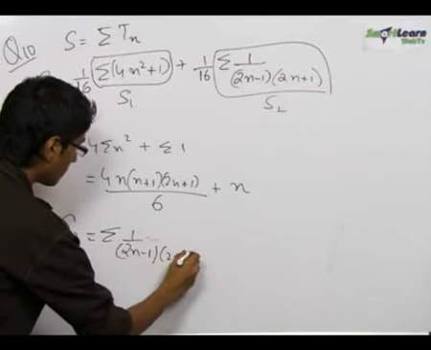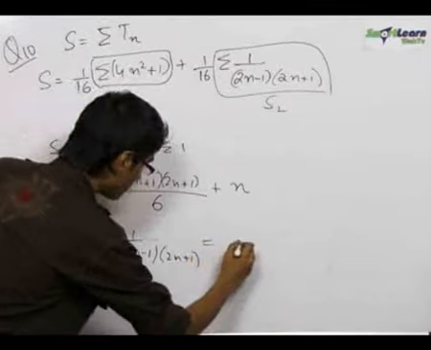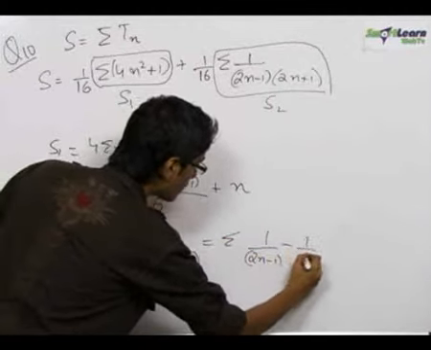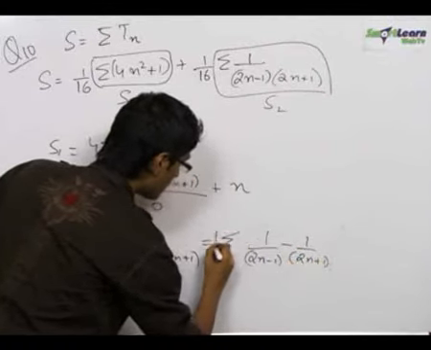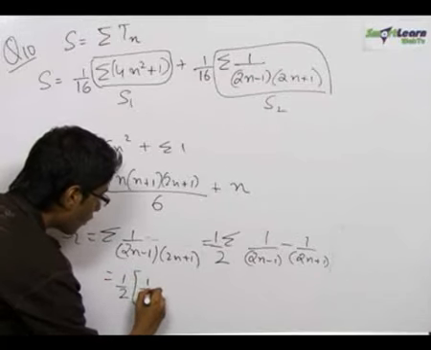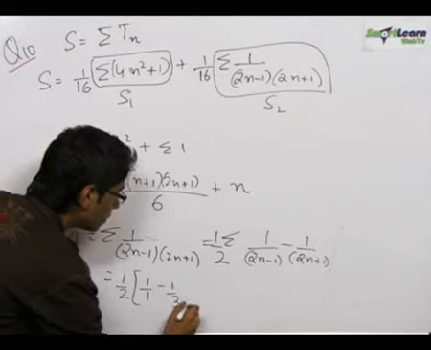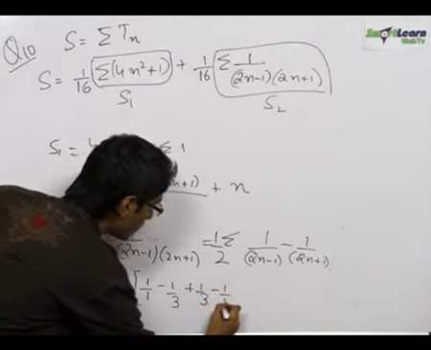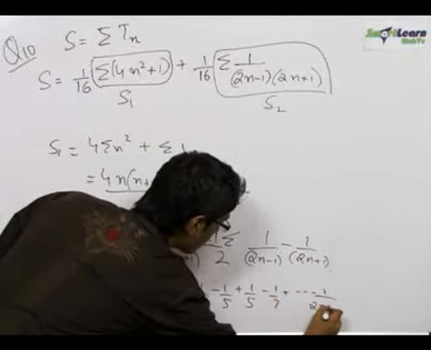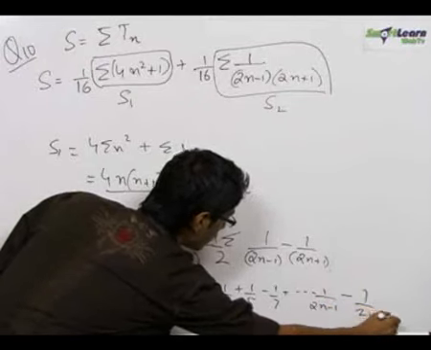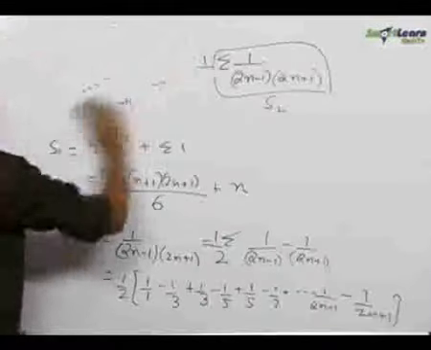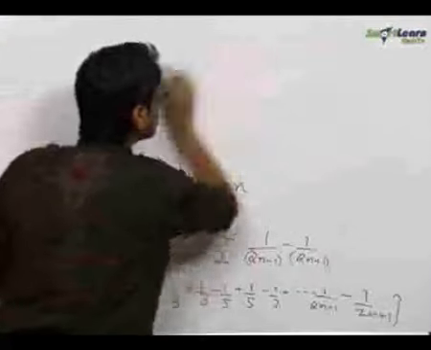(2n minus 1)(2n plus 1). We can write it down as half times sigma of (1 upon 2n minus 1 minus 1 upon 2n plus 1). Now this can be written as 1 upon 1 minus 1 upon 3 plus 1 upon 3 minus 1 upon 5 plus 1 upon 5 minus 1 upon 7 up till 1 upon 2n minus 1 minus 1 upon 2n plus 1. We can very clearly see that the terms are getting cancelled.